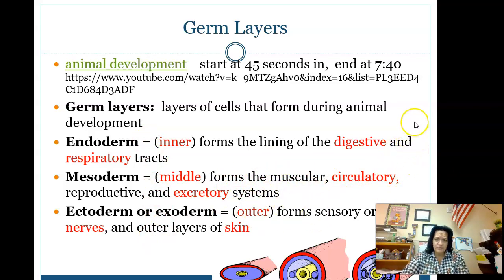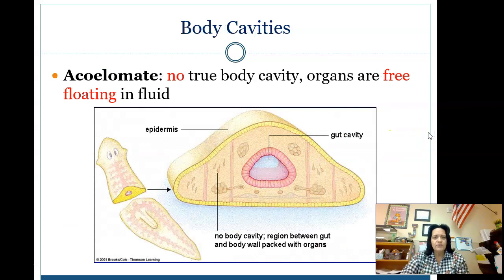So our very primitive animals might just have no true germ layers, actually, when we get to the sponge. And then you'll see as we add on, we might have one germ layer and then two germ layers, and then we get to the three germ layers of the more complex ones, okay? So important to remember. Also, the body cavity of each is important to remember.